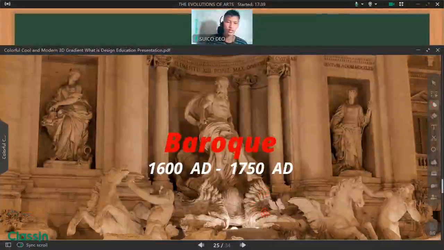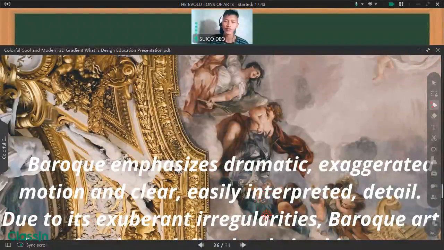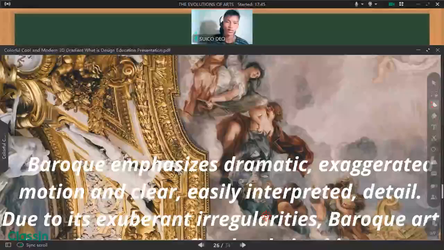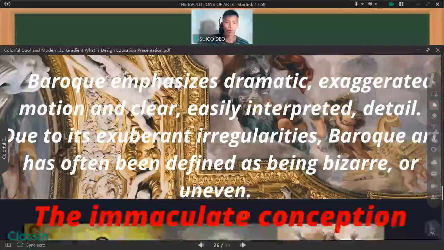The next one is the Baroque era. Baroque emphasized dramatic, exaggerated motion and clear, easily interpreted details due to exuberant irregularities. Baroque art has often been defined as being bizarre or uneven.